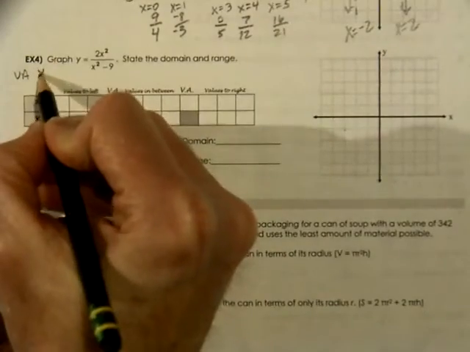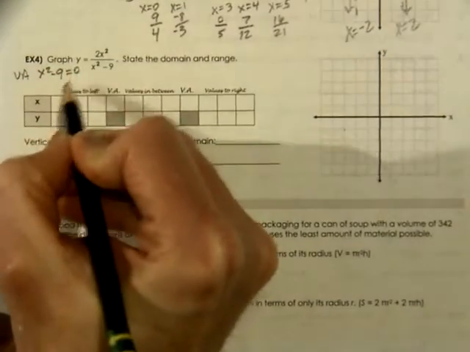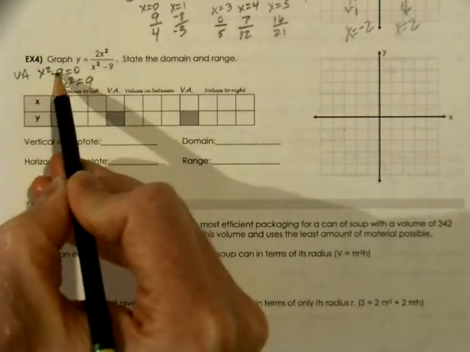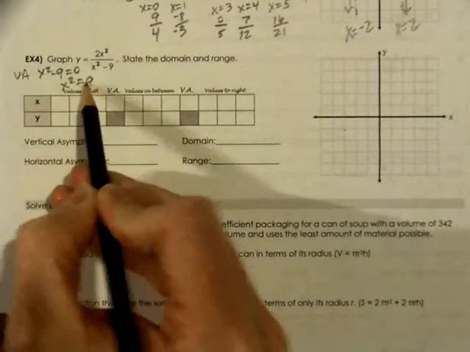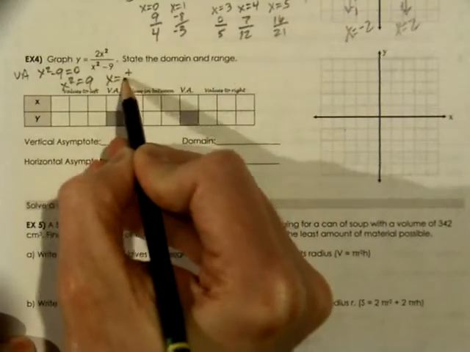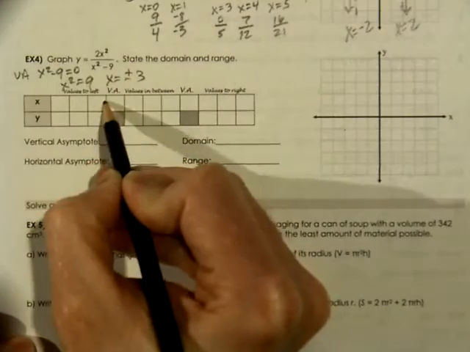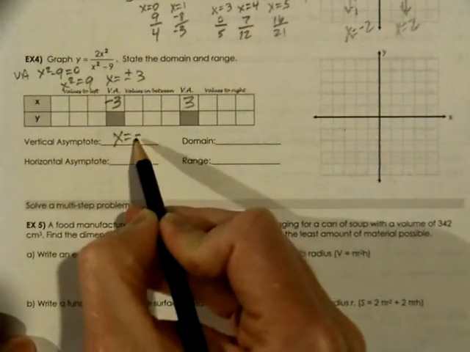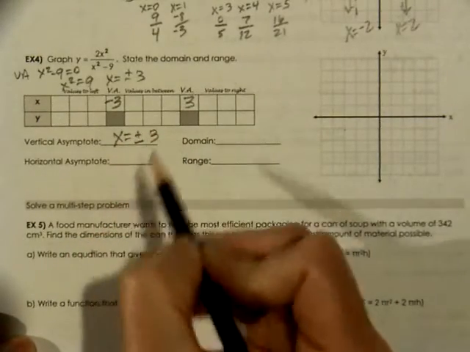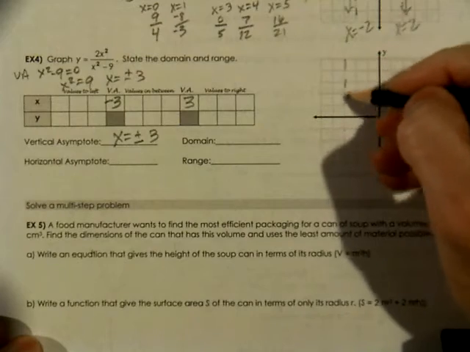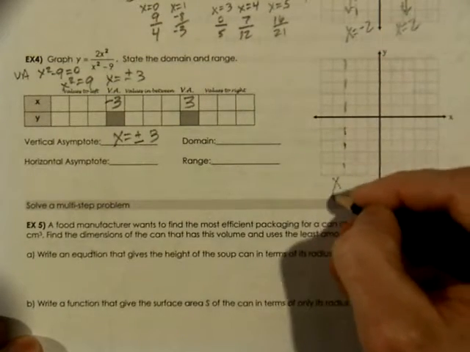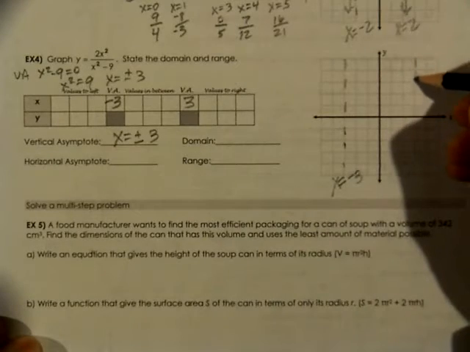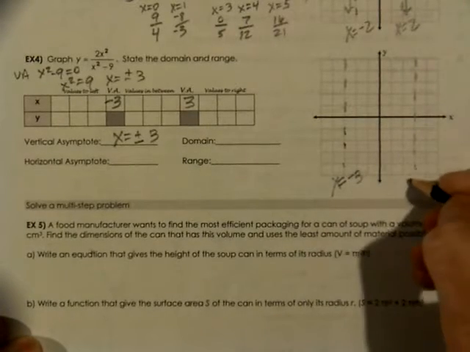So we're first going to look at the vertical asymptote. And we set x squared minus 9 to 0. Add the 9 across and take the square root. So we get plus or minus 3. So we're going to put a vertical line at -3 and a vertical line at +3.